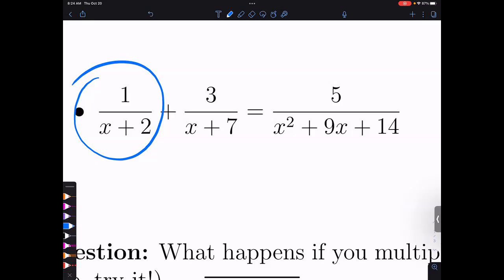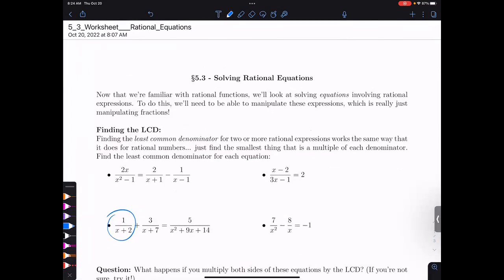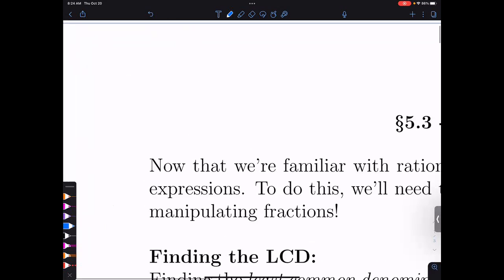First though, how are we going to do the algebra? The way that we're going to work with and manipulate these fractions to get them to a place where we can solve is by making them not be ugly, messy, horrible fractions anymore. The way that we're going to do that is with the least common denominator.